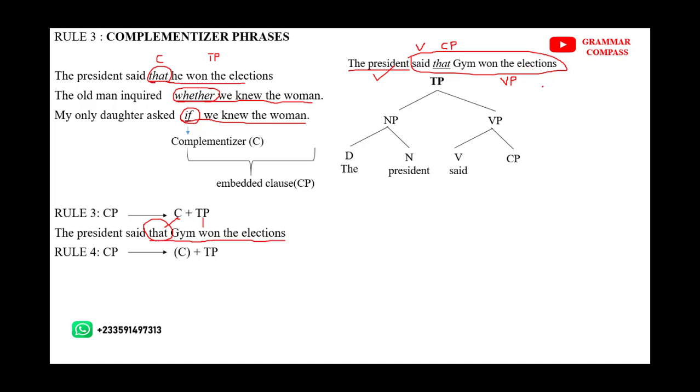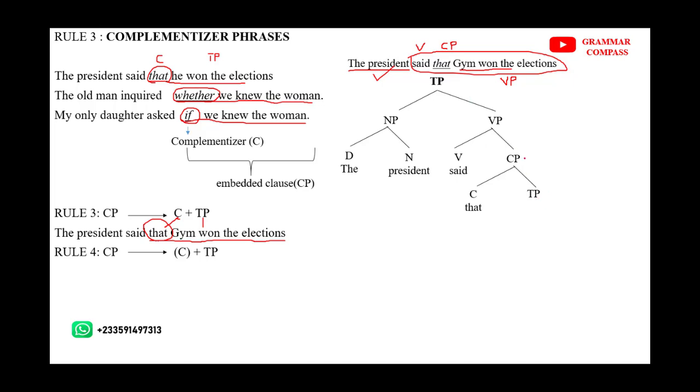Therefore, we would have a CP, that is, "that Jim won the elections", and this CP consists of the complementizer. What is our complementizer? In this case, it is the word "that". If "that" is our complementizer, then it means that this CP consists of a complementizer and a what? A TP. And this is the TP: Jim won the elections. So the CP consists of a complementizer C, that is "that", and then another sentence, a TP.